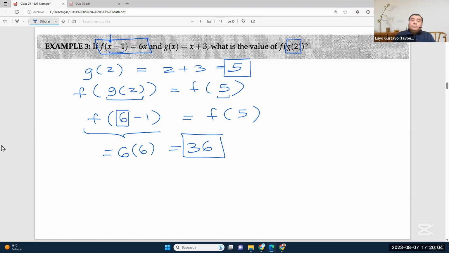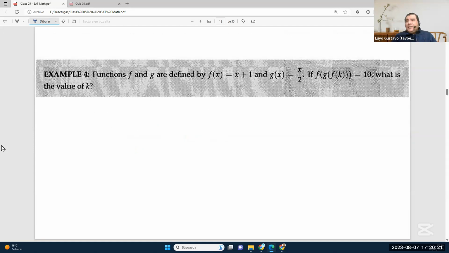Well, that is another example where you have to deal with composition of functions. But questions about composite functions can be tricky. This is just one simple example. What about this one? Take a look at this. Functions f and g are defined by f of x equals x plus 1 and g of x equals x over 2. If f of g of f of k equals 10, what is the value of k?